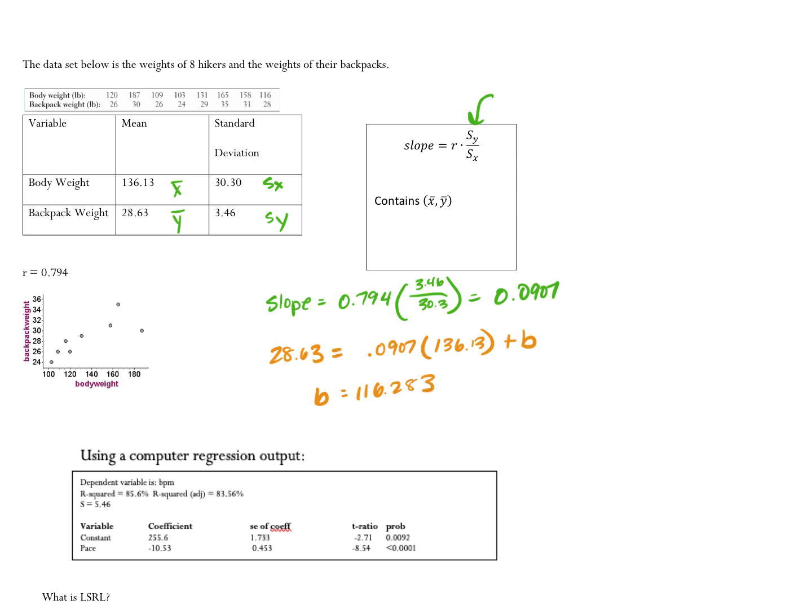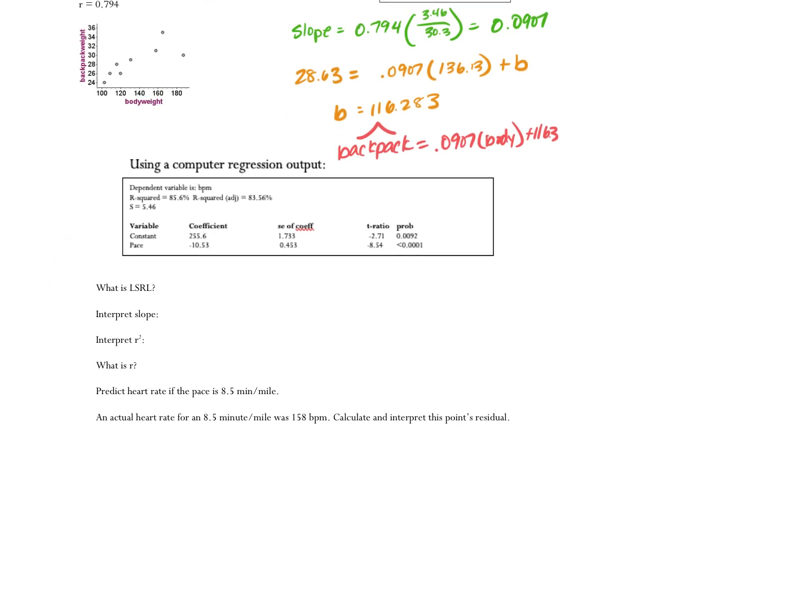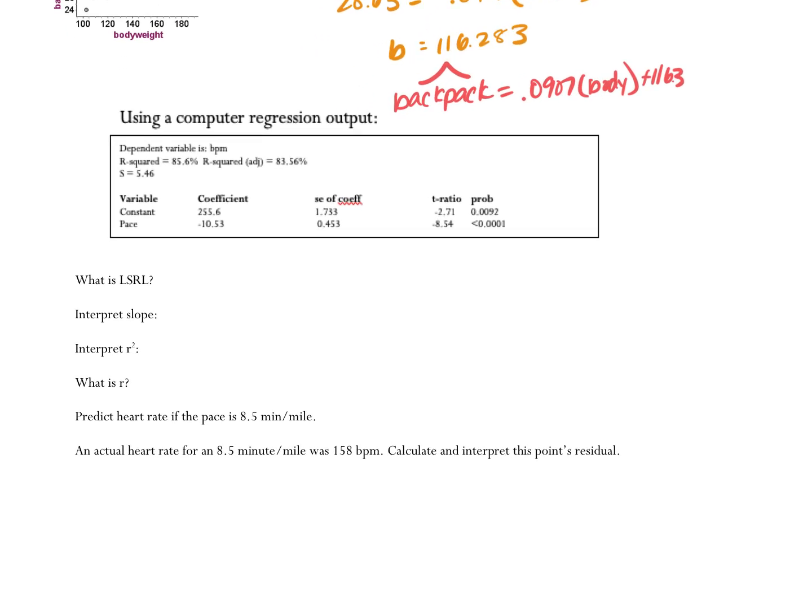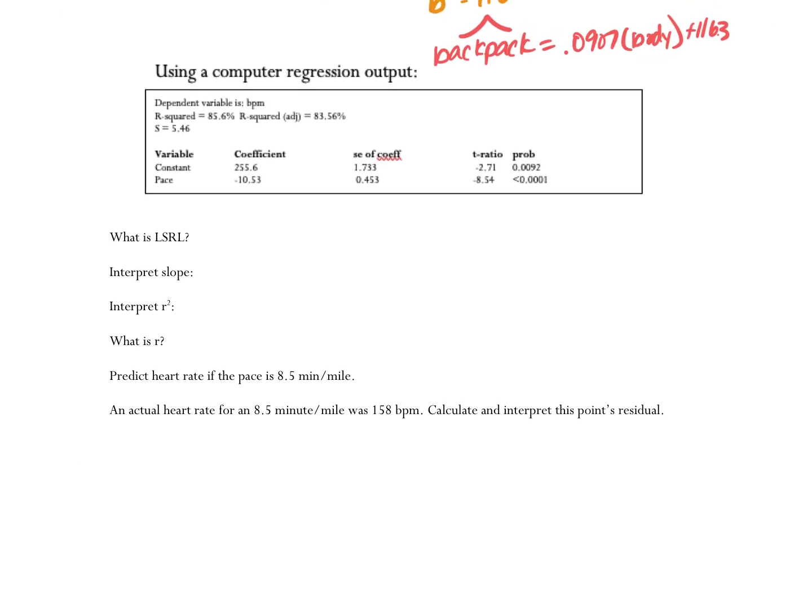And then if I asked you for the equation, you would say backpack hat equals 0.0907 times body plus 116.3. That's probably the least likely way you'd be asked to come up with a line of fit. The most likely way you'd be asked to come up with a line of fit would be using one of these tables.